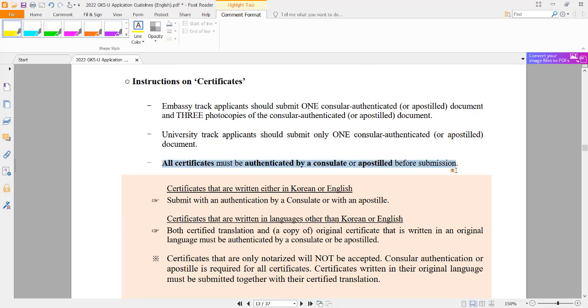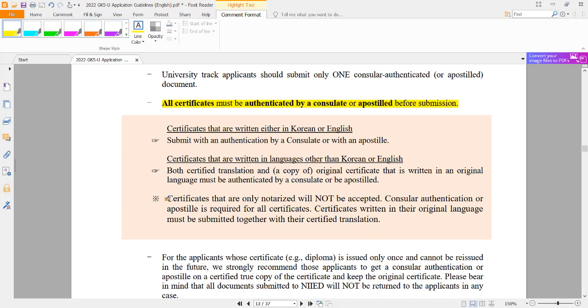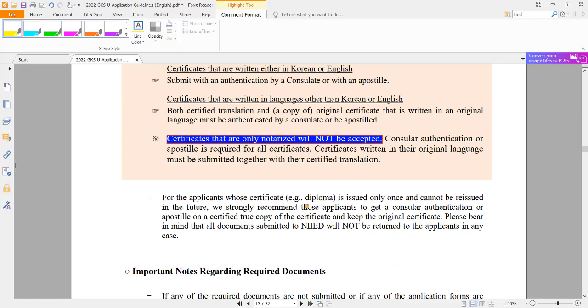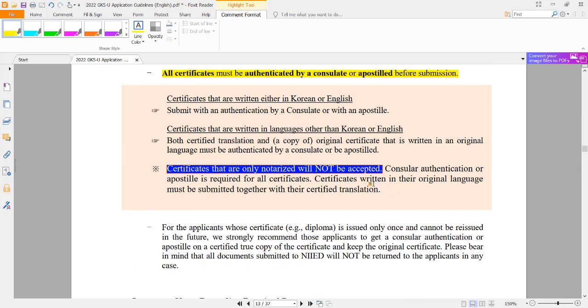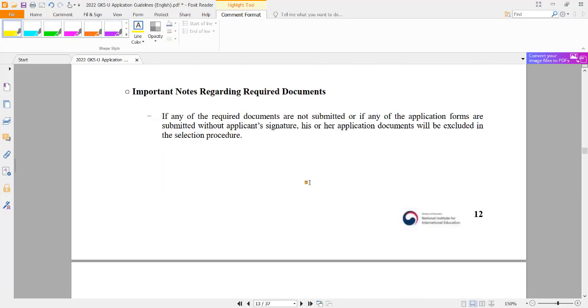One more thing you have to highlight on this part is that certificates that are only notarized will not be accepted this year. This is an important point, because till last year, till our time, when we applied for the graduate scholarship, we were able to give notarized copies, but it looks like NIIED has specified this clearly this time in the guidelines. So you cannot submit the notarized copy. You have to get it apostilled or consular authenticated.